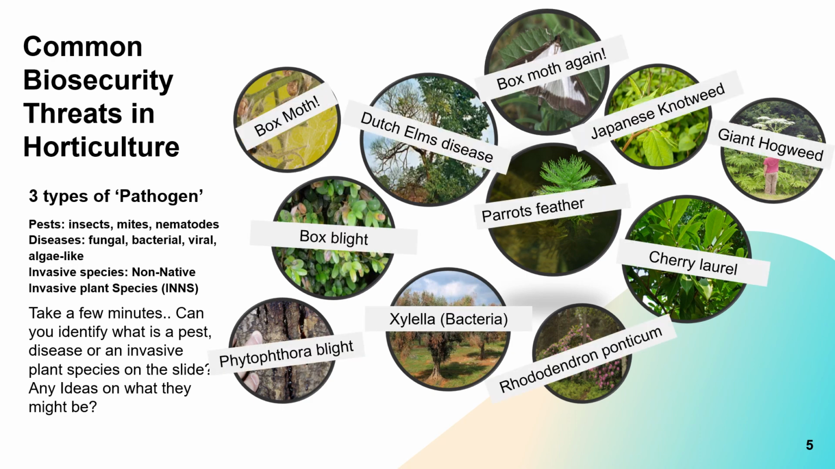So, how did you get on? We've got lots of lovely goodies on here. We've got some plant pests: cherry laurel, Japanese knotweed, giant hogweed, parrot's feather, and rhododendron ponticum. We've got some diseases over here: Xylella, Phytophthora blight, box blight, and Dutch elm disease. And we've got some insect pests, so we've got box moth and box moth again.